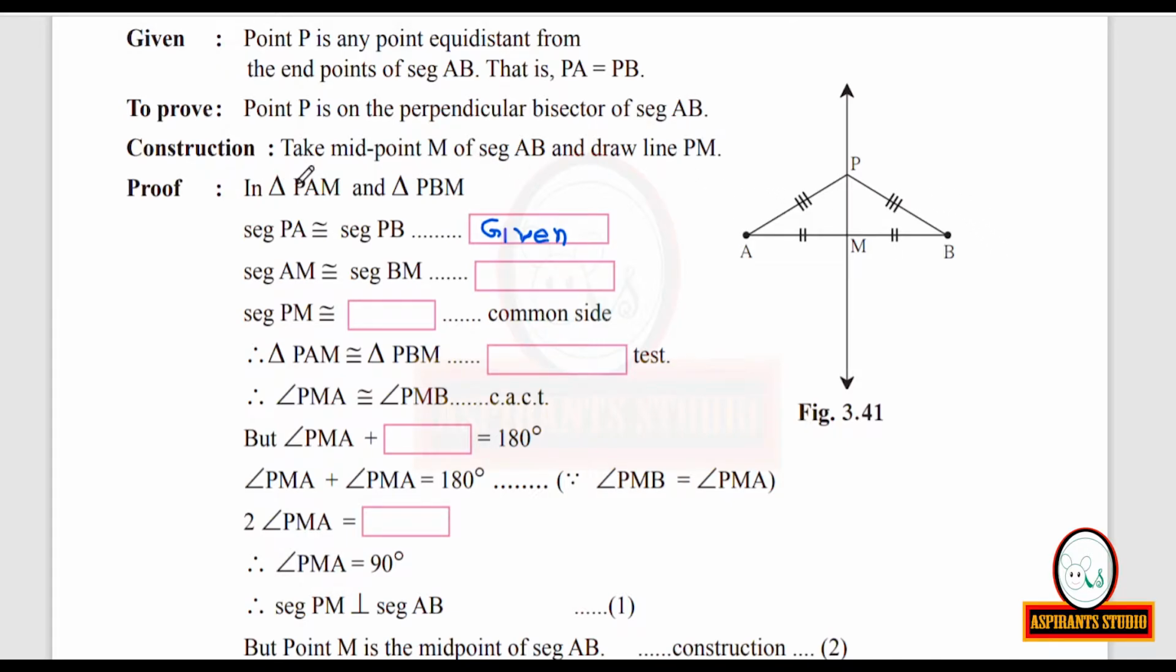According to our construction, we are taking midpoint M of segment AB. So, M is the midpoint of segment AB. So, here I write the reason. M is the midpoint.